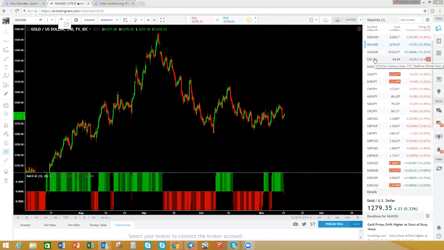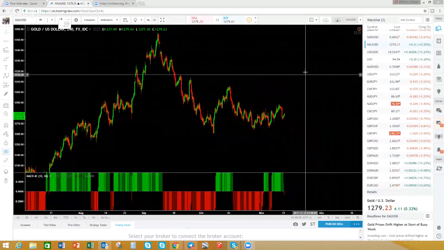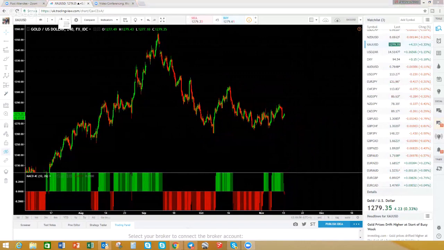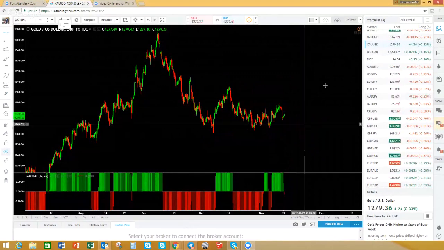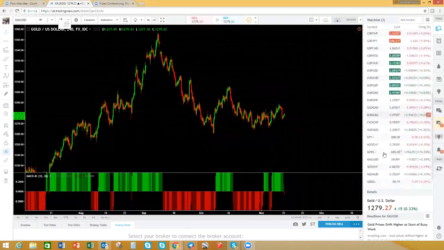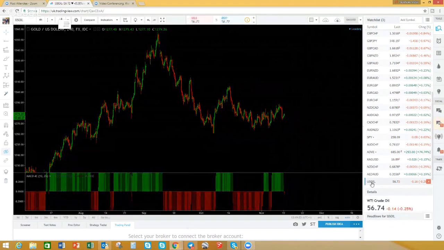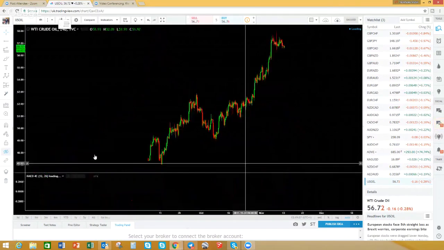What else am I missing? Somebody chat on the chat box if there's any chat that I have not covered here that they wish to be covered. Okay, let's do oil. But I wanted to do all the other currency pairs before I do the commodities. Okay, so no one is typing on the chat box. Any specific chat that you guys want discussed.